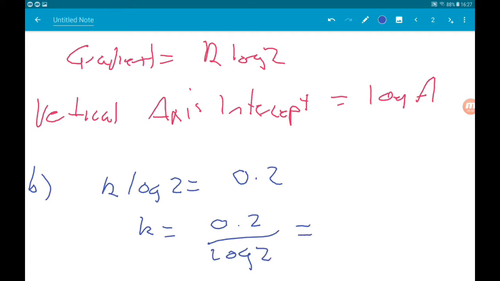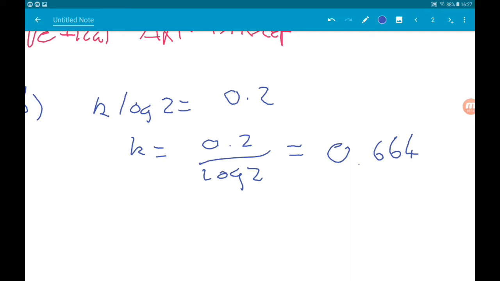Now that, if we go to 3 decimal places, is 0.664. Okay, and then he has found the intercept to be 2. Our intercept is log A. So, which means then that log, now we put a 10 back in here, so log 10 of A is equal to 2.